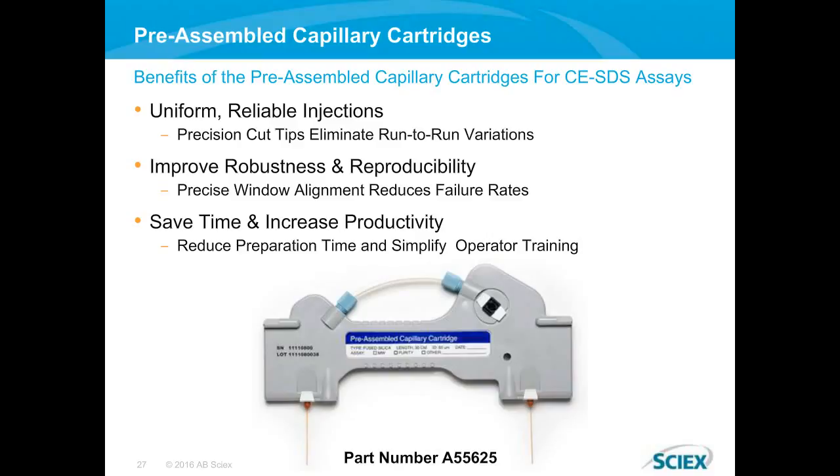You get very precise window alignment, which reduces failures, increases the robustness of your assays and the reproducibility of your assays. And it's going to save you time and increase productivity if you're not sitting there trying to thread capillaries and cut the edges and etch windows and all of those fun things you have to do with a capillary. So these are available today. You can buy these right on SCIEX.com, I believe. The part number is down there at the bottom if you'd like to give them a try. And again, you can use these either for this CE-SDS analysis or in the future with the fast glycan labeling and analysis kit.